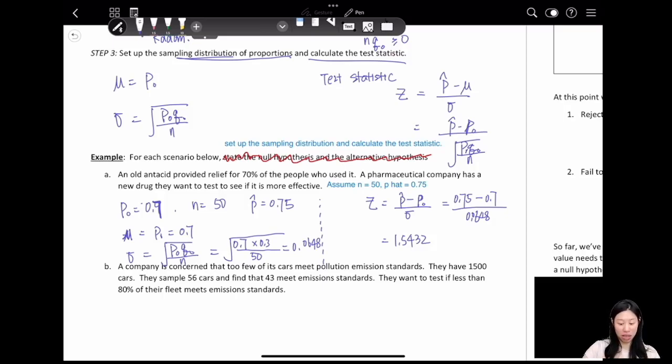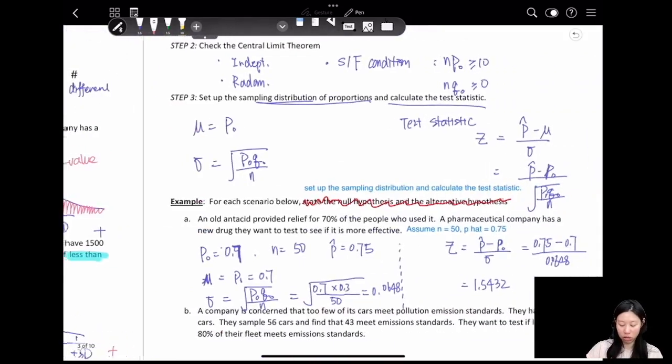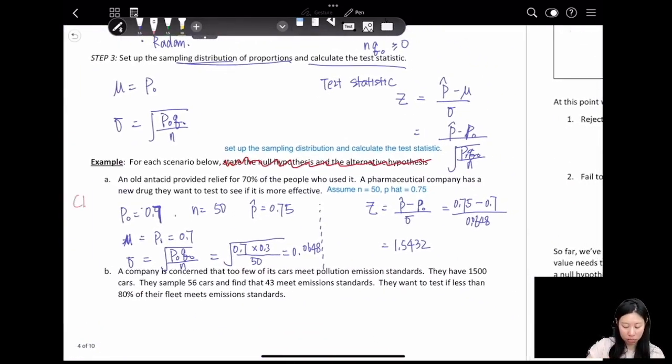Yes, we're missing something, which we always need to do before we apply the sampling distribution or test statistic. We always need to test the central limit theorem. We forgot, we should have done it at the beginning. So this is independence, independent experiment, and then this is randomization. Yeah, I mean these two. What about the success and failure condition?